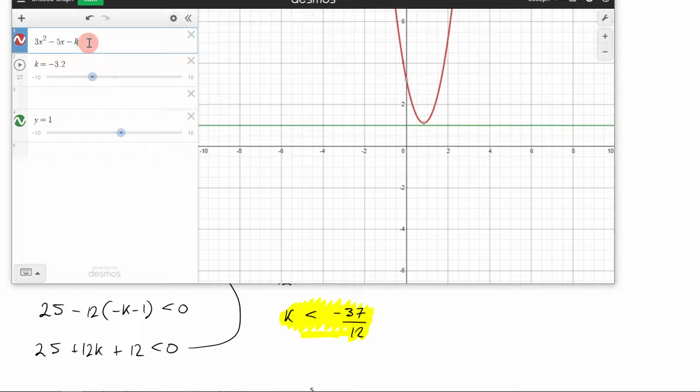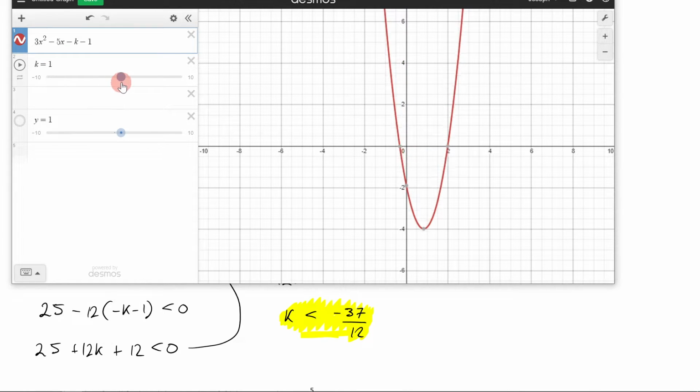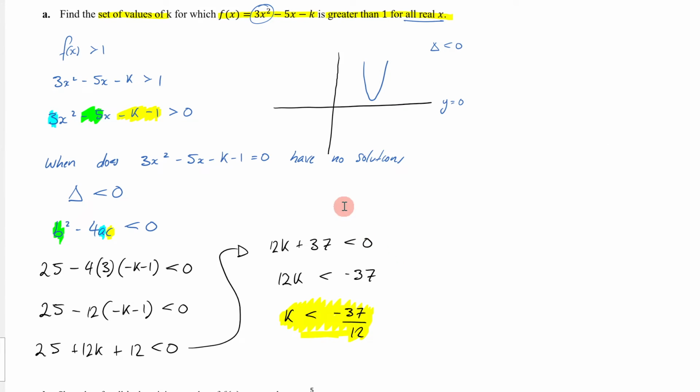Then what we did is we minused 1 from this equation, and therefore we were just considering where it is above the x-axis. And once again, if it's less than negative 37 on 12, it's above the graph. When it's greater than negative 37 on 12, it's below the graph. Obviously you can't do that in the exam, but I still feel it's useful to get your head around this question. All right, hopefully you found part A helpful. I'll see you in part B.